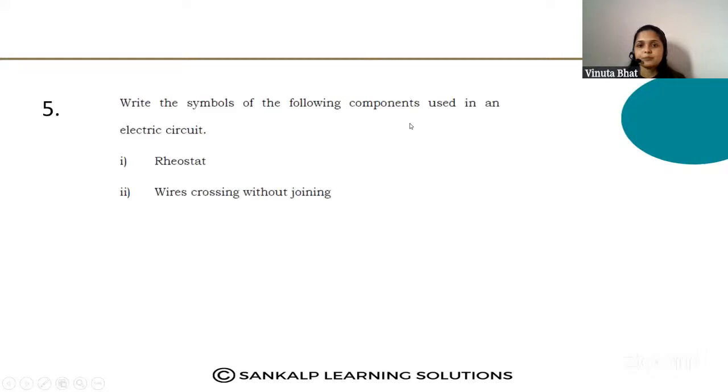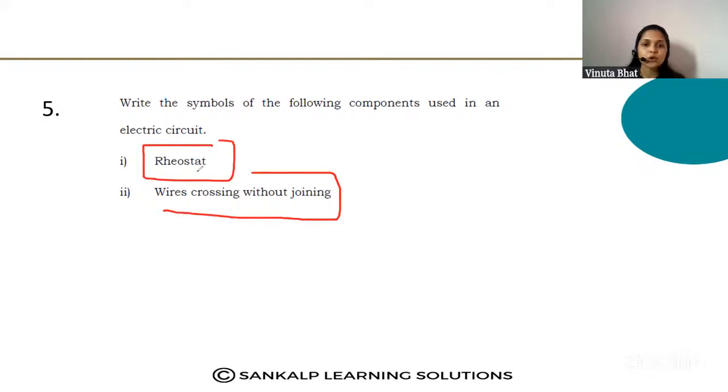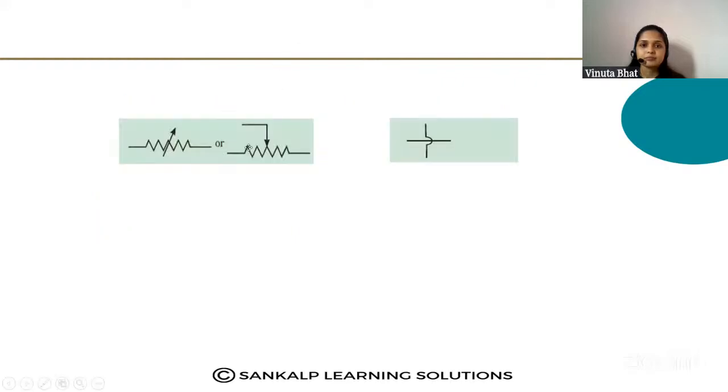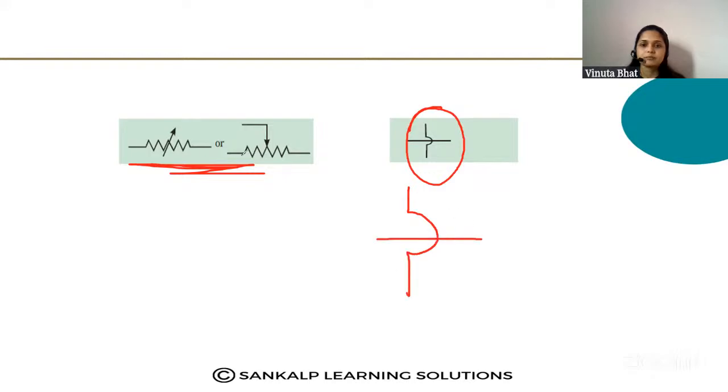Next question. Write the symbols of the following components used in an electric circuit. You have to write the symbol for the rheostat and for wires crossing without joining. So this is the rheostat, and this is the symbol for wires crossing without joining. This is the 2-mark question.